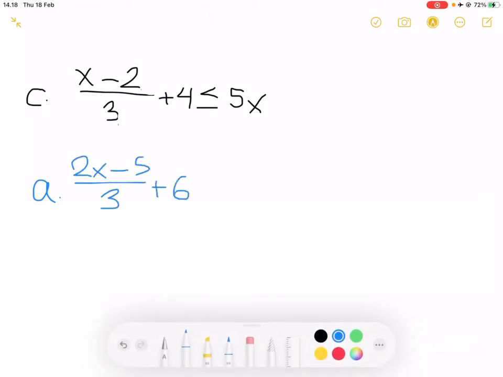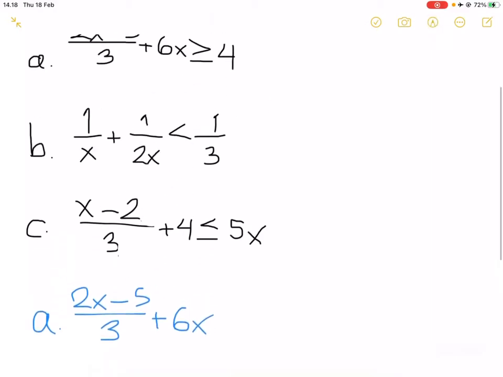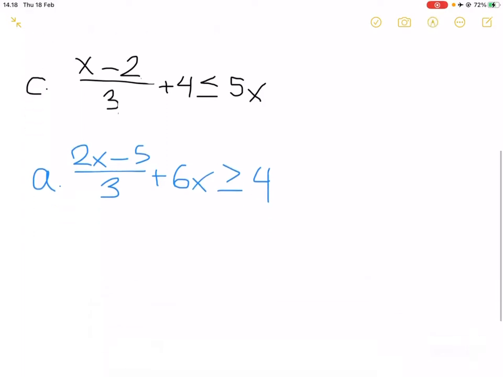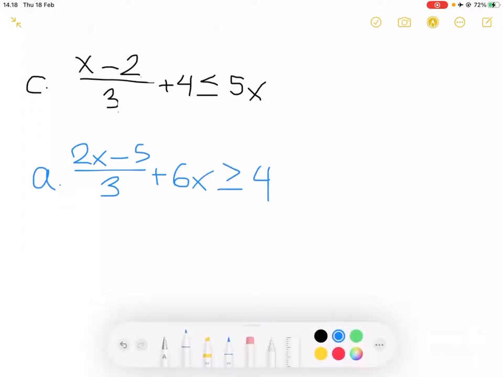plus 6x, and this is greater than or equal to 4. First, you may notice that we can just raise this 6x into this fraction right here by multiplying the numerator and the denominator by 3. So it will become 18x over 3.